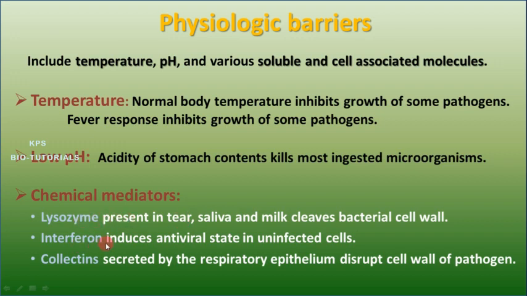Then interferons induce an antiviral state in uninfected cells. The infected cells sometimes produce a chemical messenger namely interferon, which can induce an antiviral state in uninfected cells. Then collectins, which are secreted by respiratory epithelial cells, can disrupt the cell wall of pathogens. So in this way, some chemical compounds can directly kill pathogens. So these are also examples of physiological barriers.